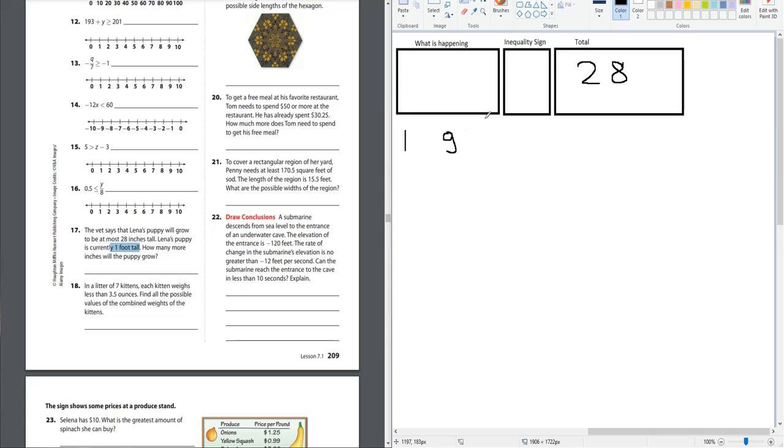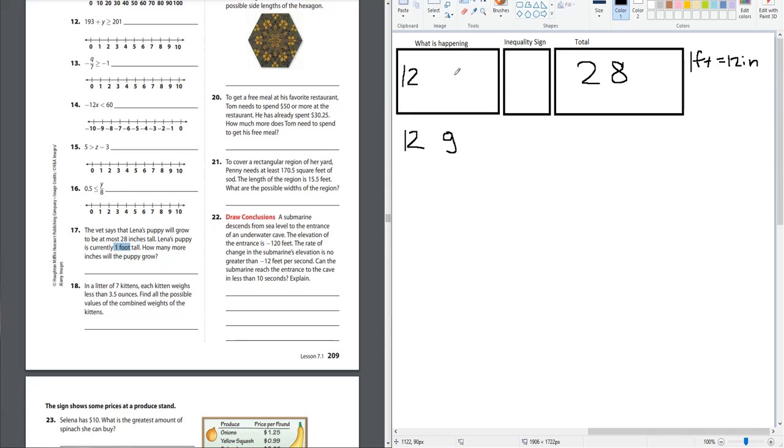Now here's the thing. This question is very tricky because this is 28 inches, but this is 1 foot. You cannot mix up units like that. You have to either make them both feet, or make both of them inches. I really like turning feet into inches because it's easier than going from inches to feet. I like multiplying better than dividing. So 1 foot is 12 inches. If it's currently 1 foot tall, that means it's 12 inches tall.